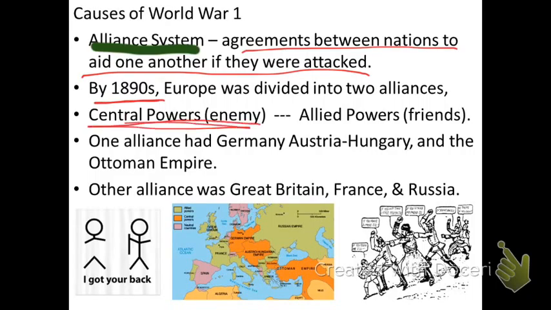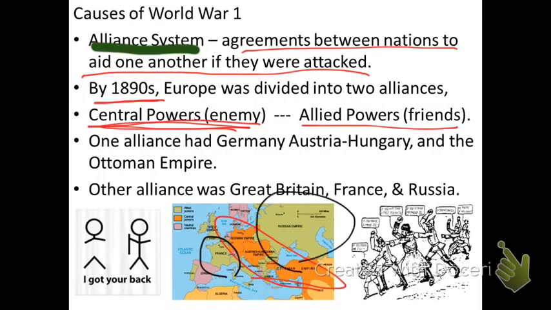You had the Central Powers, who were the bad guys, the enemy. That would be right in here, the kind of orangish color. The German Empire, the Austrian Empire, and the Ottoman Empire, sometimes referred to as Turkey. And then you had the Allied powers, who were our good guys. Let me switch colors here just because it's fun to do. The Allied powers would be those in green here. Italy, and there's Portugal right there.